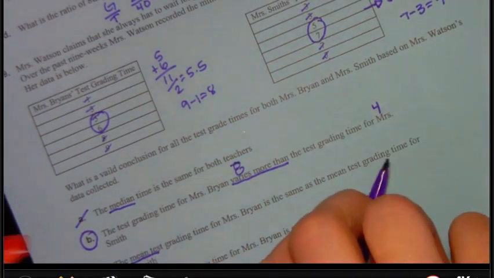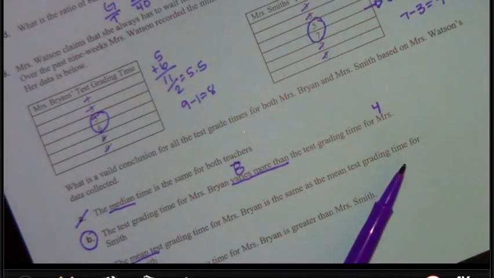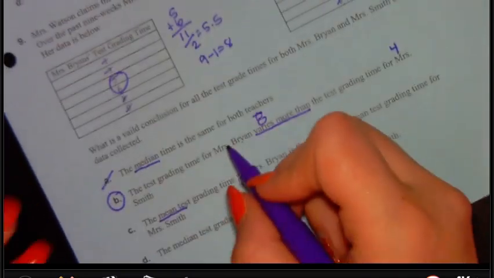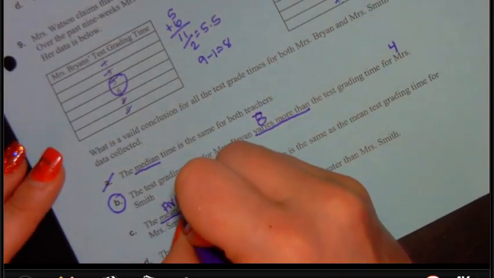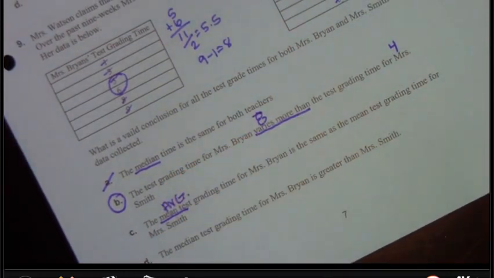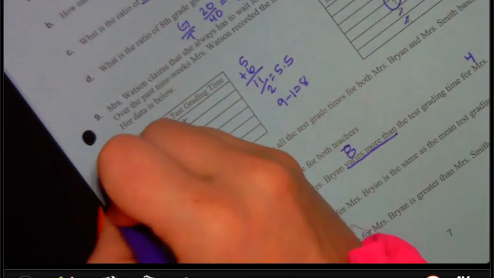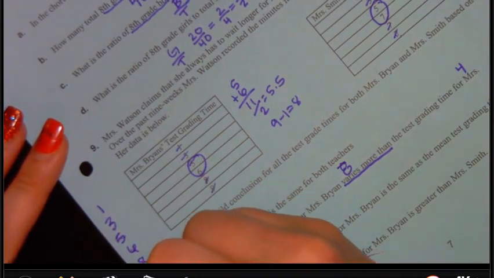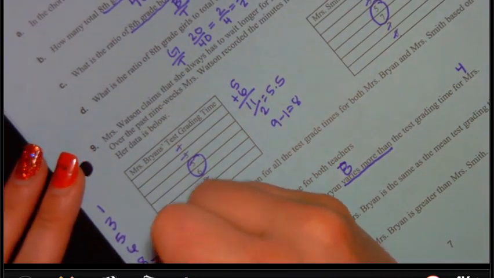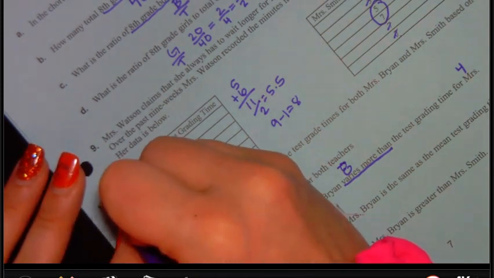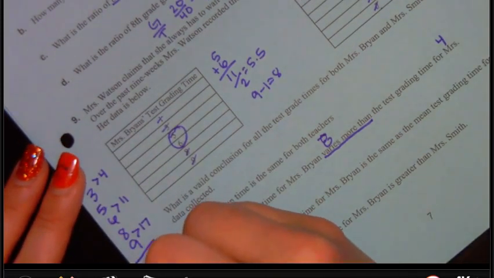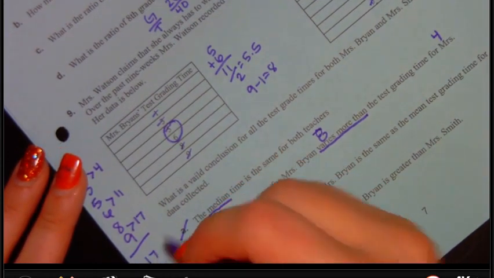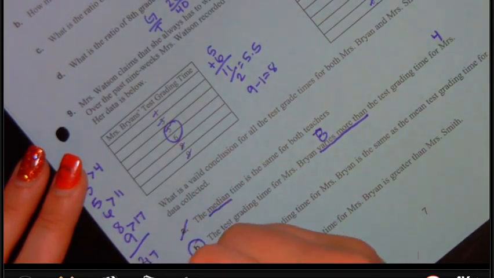The mean test grading for Mrs. Bryan is the same as the mean test grading for Mrs. Smith. All right, so mean also means the word average. And how you find the average is you add all your numbers up together and then you divide by how many you have. All right, so I've got 1, 3, 5, 6, 8, and 9. Well, 9 and 8 is 17, 6 and 5 is 11, 3 and 1 is 4. So then I have 17, 11, and 4.